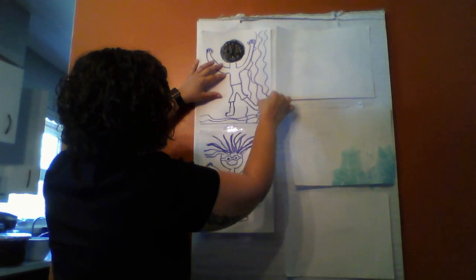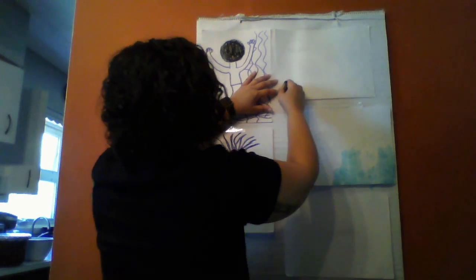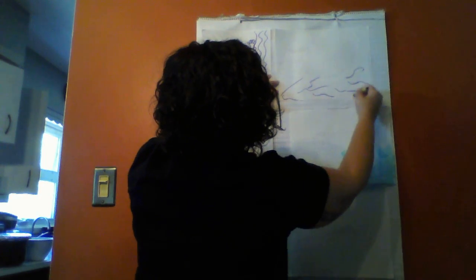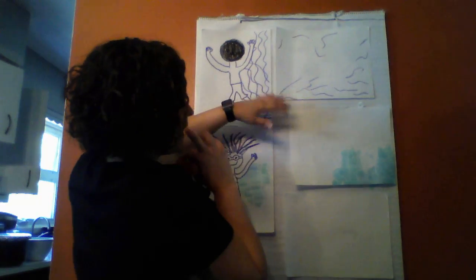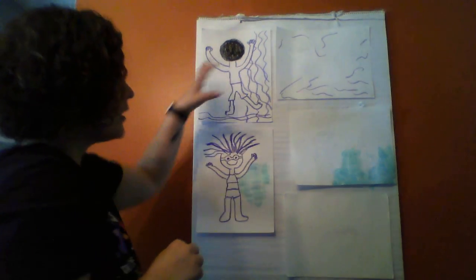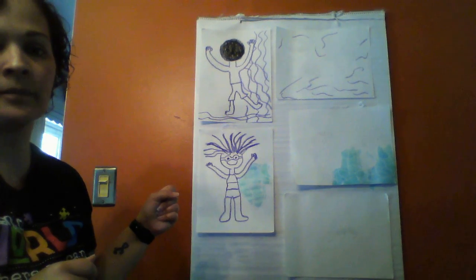You can go sideways, right? You can just do a bunch of squigglies everywhere and leave it like that, right? But you want to kind of fill the paper up. There's different ways that you can add that effect of shimmering water.